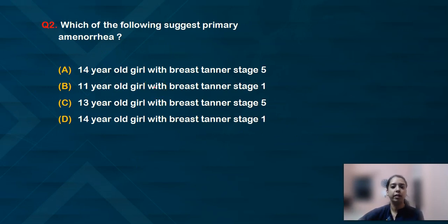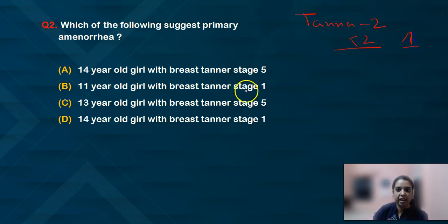Next, which of the following suggests primary amenorrhea? 14-year girl with breast Tanner 5, 11 with breast Tanner 1, 13 years with breast Tanner 5, 14 years with breast Tanner 1. First thing, everything beyond Tanner 2, if the breast Tanner is 2 and beyond, it means the breast has started getting secondary sexual characters. Less than 2, it means 1, is not a breast that has been exposed to estrogen. A normal breast bud, that is Tanner 1, is not a secondary sexual character. So Tanner 1 indicates that breasts have not developed at all.